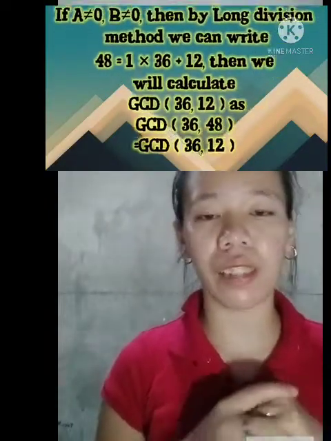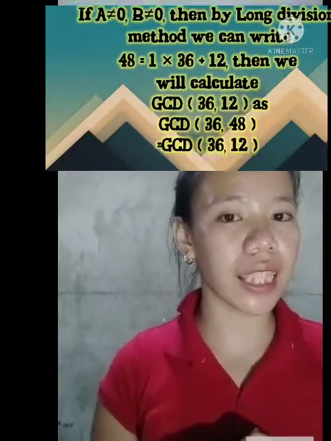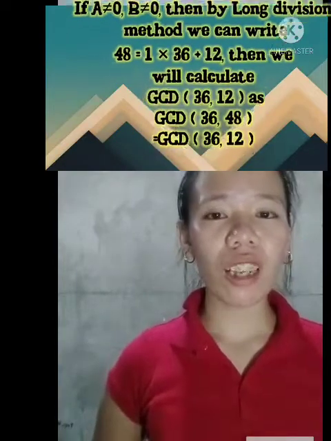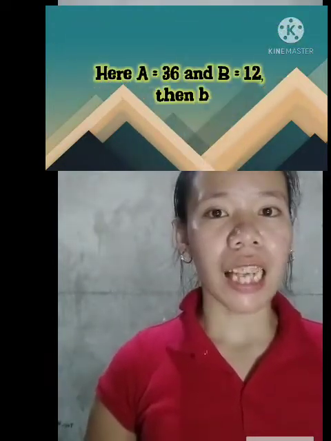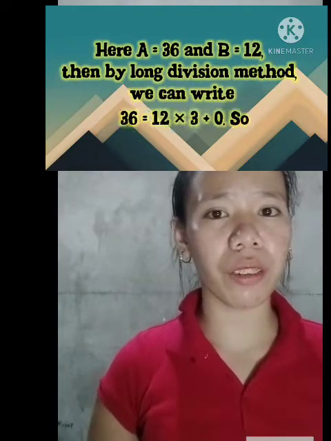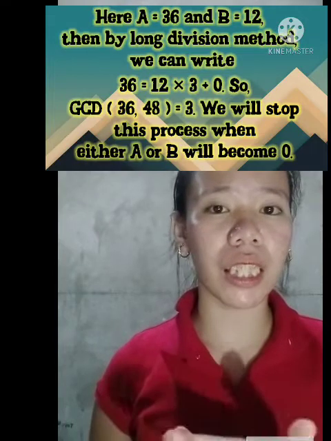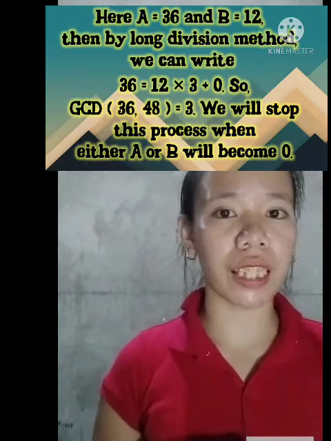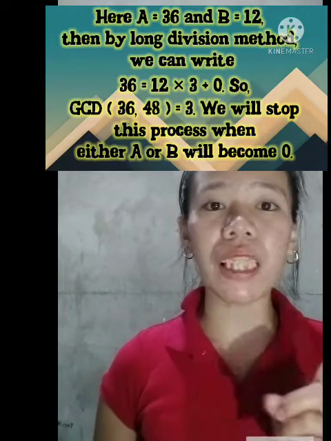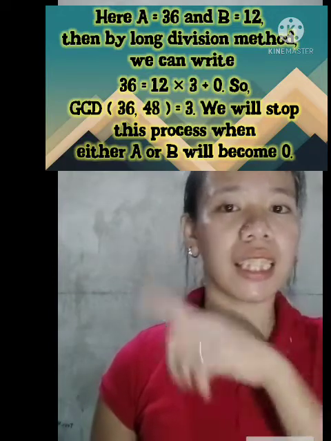So we have the greatest common divisor of 36 and 12, where a is equal to 36 and b is equal to 12. Then by the long division method, we can write 36 is equal to 12 times 3 plus 0. So the GCD of 36 and 48 is equal to 12. We will stop this process when either a or b becomes 0.